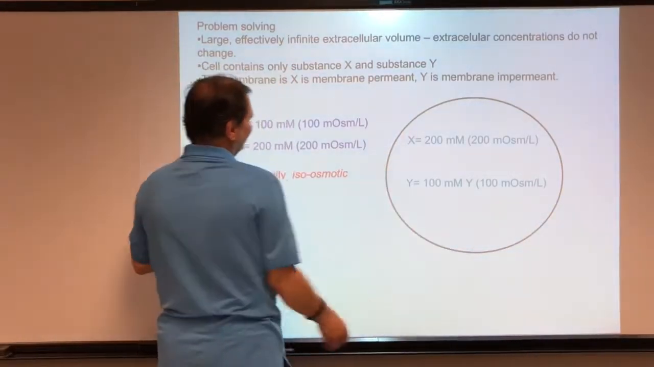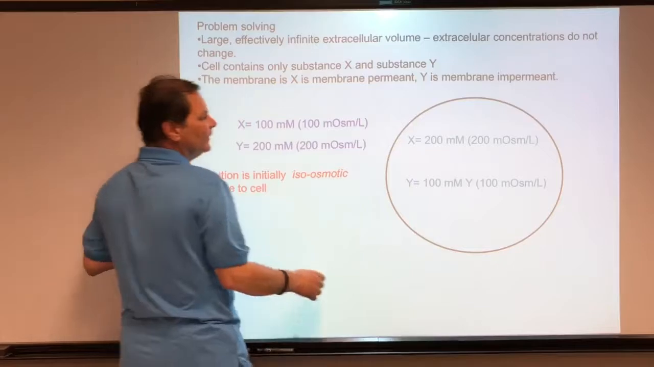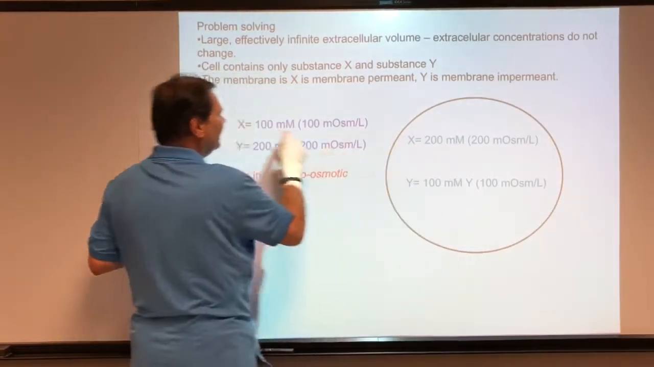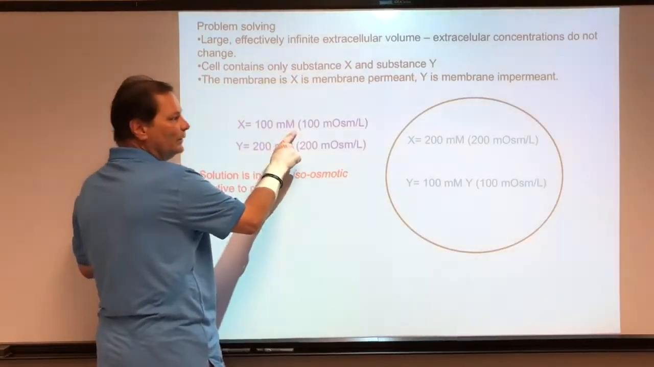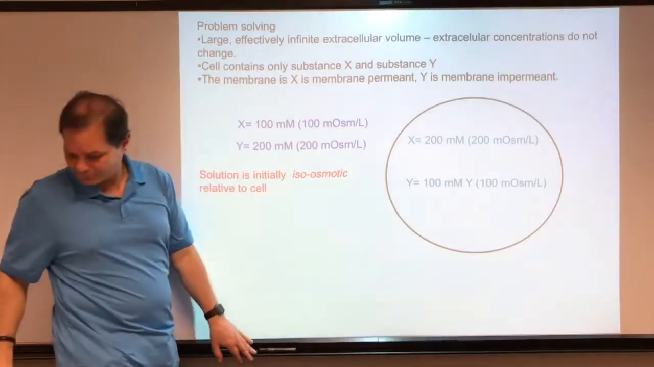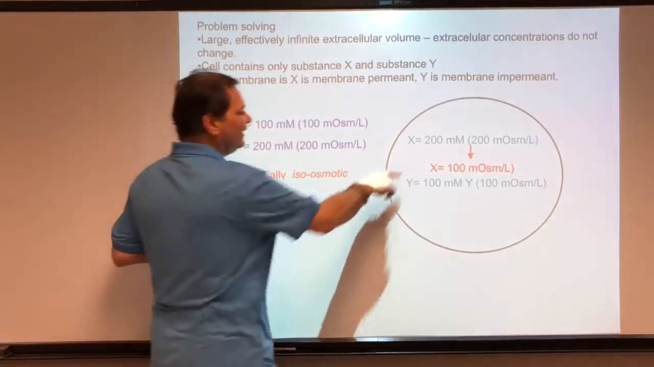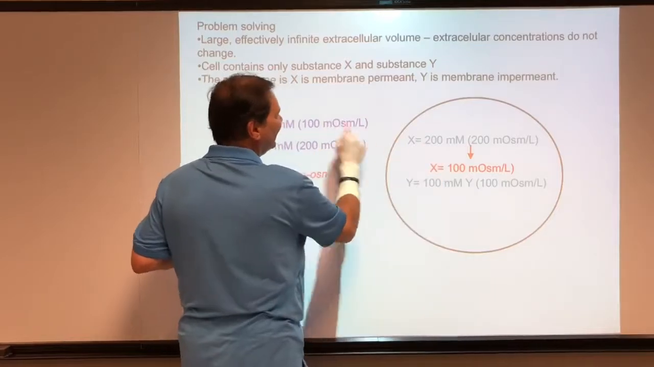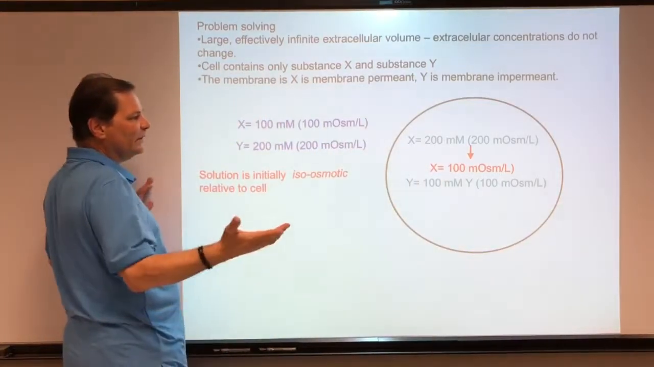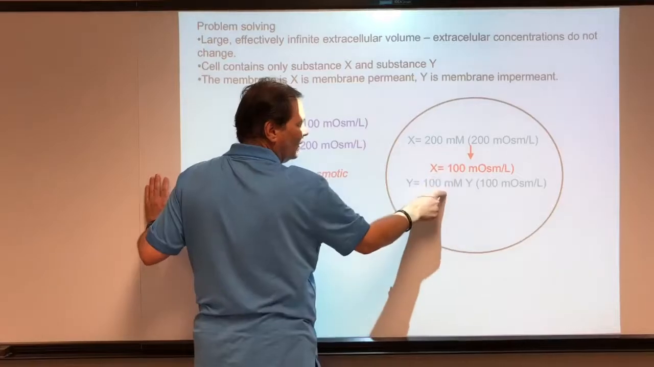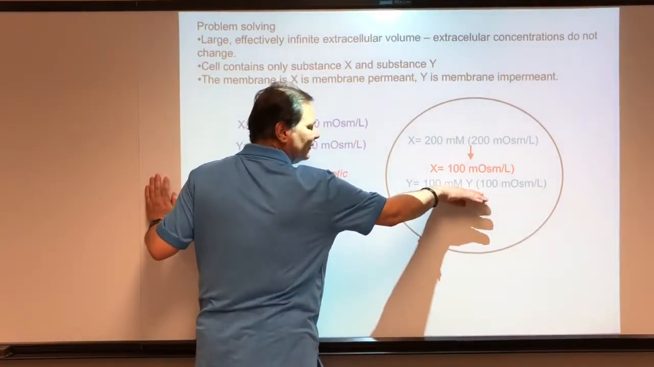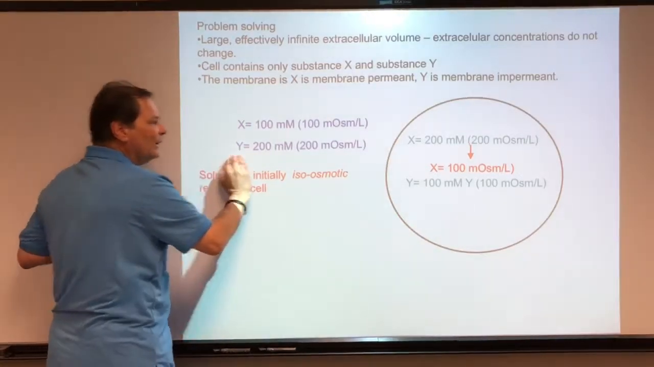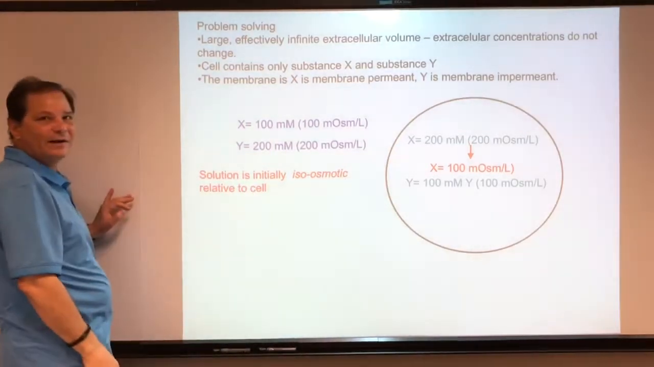One cell, picoliters here, big beaker, 1 liter here, okay? X moves across the cell from high concentration, 200, to low concentration, 100, because it's permeant, Y is not. So once again, X drops to 100, and I have the same concentration of X now on both sides of the membrane. Now, what's our situation? I have 100 here, 100 here. I have a total of 200 milliosmoles per liter inside. I have 100 here, 200 here. I have 300 milliosmoles per liter outside.